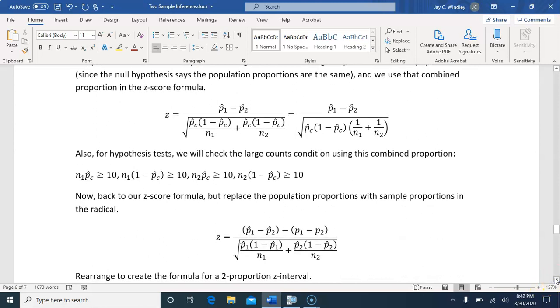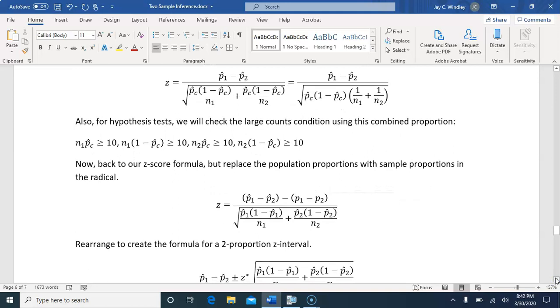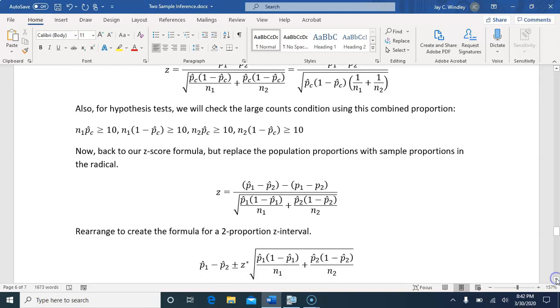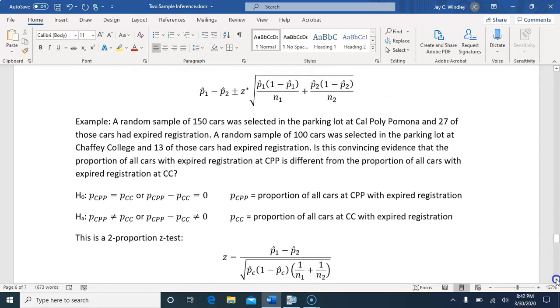Okay, now if you go back to the z-score formula that we had originally and rearrange it, it gives us an expression for a confidence interval using two proportions. Instead of p hat plus or minus z times the radical, now it's p hat 1 minus p hat 2 plus or minus z times the radical. So let's show you how all that would work out in a problem.